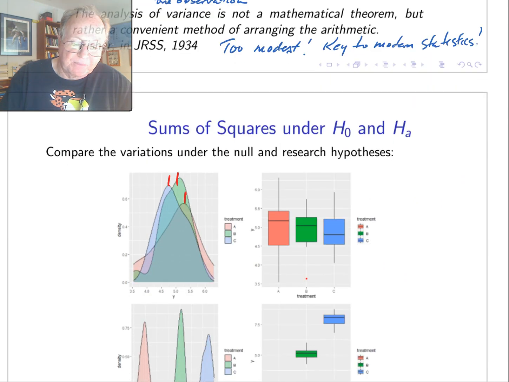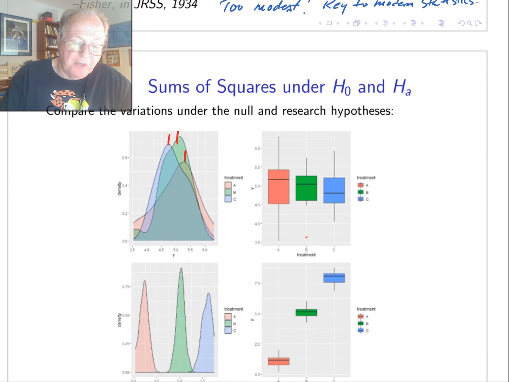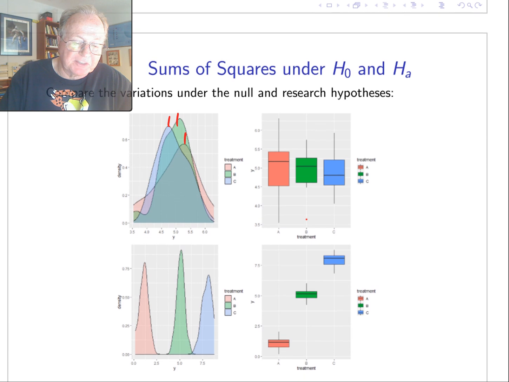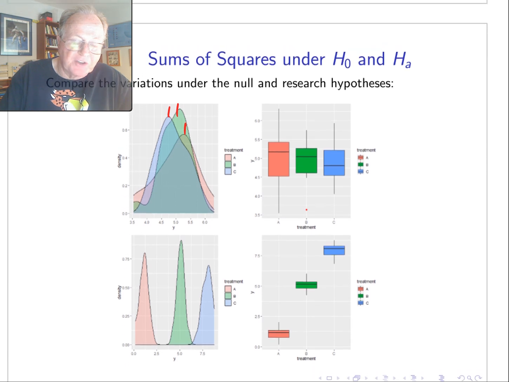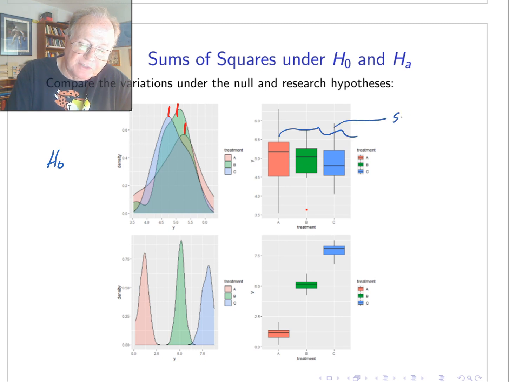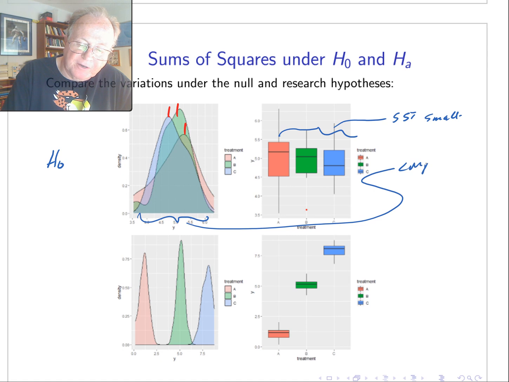Now, how is this going to help us? Well, let's look at what the sum of squares looks like under the null and alternate hypotheses. So here's the null hypothesis. And so what we're going to see is the sum of squares for treatment is small compared to the sum of squares for error.